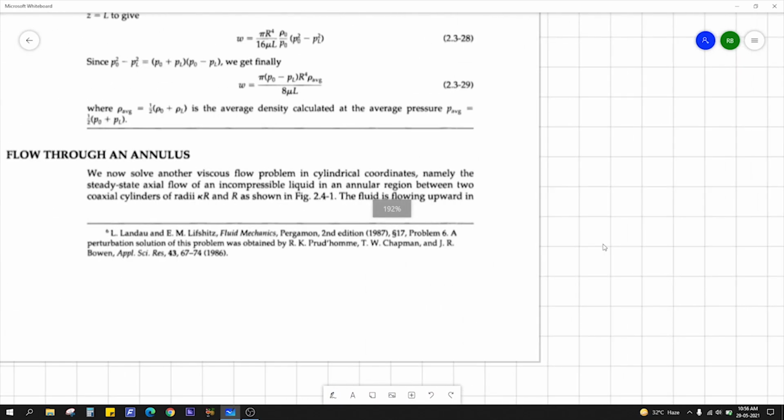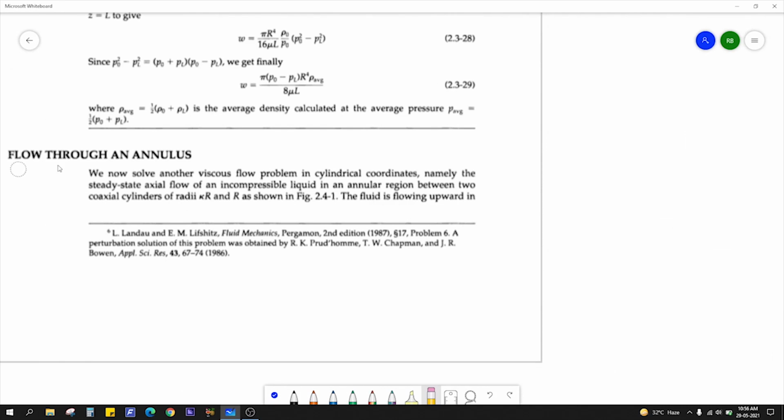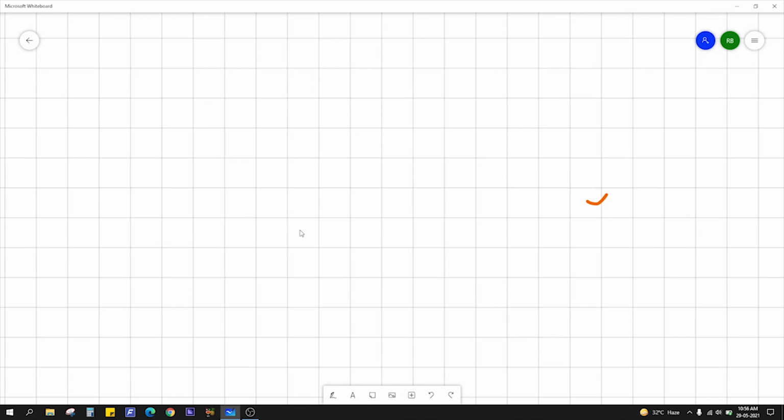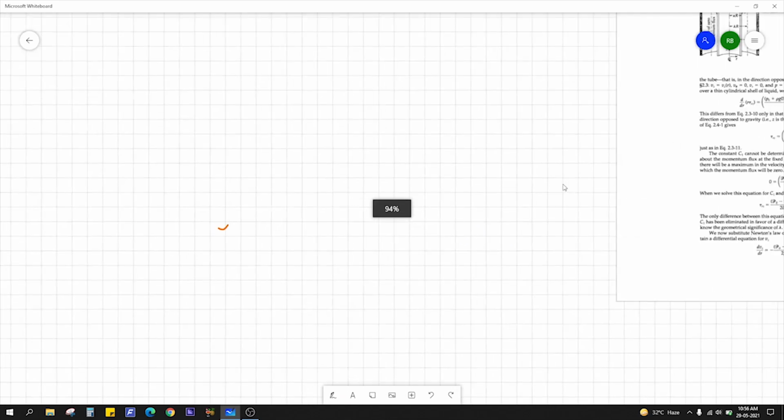So we are going to study flow through annulus in today's class. The derivation is same as before. Only the difference is the coordinates, direction, and the boundary conditions. It's very straightforward. I will just go through the main differences so that you can derive on your own. We have to see the diagram to understand.